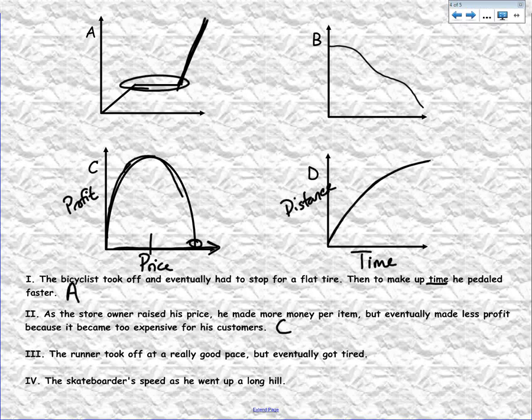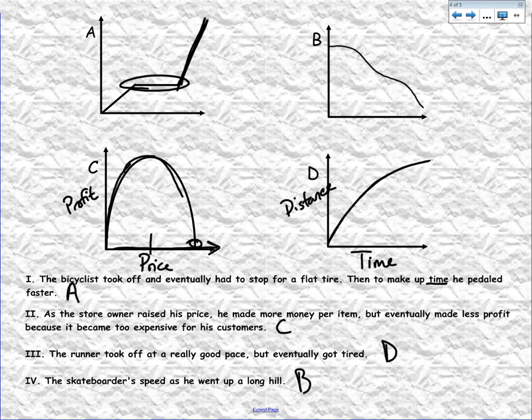And then the last one, it must be B, but let's look at it. The skateboarder's speed as he went up a long hill. Well, as you know, if you go up a big hill, and especially on a skateboard, it'll be very difficult. Going up a large hill, you're going to start to go slower and slower and slower, especially if the hill gets steeper as you go, because your legs are wearing out. You're going to start to get exhausted. So I'm thinking B is probably the best option for that one as well. And it's the last one.